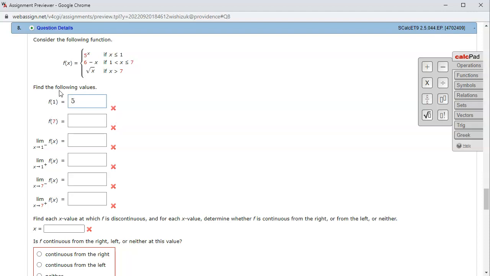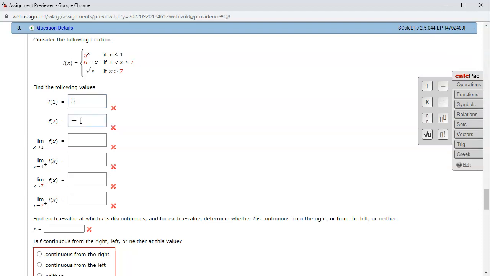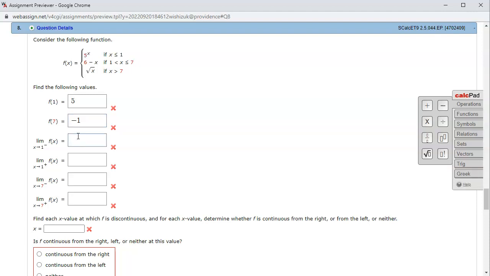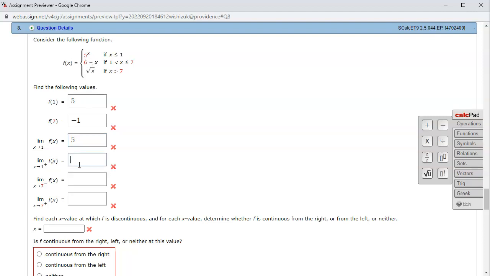F of 7: 7 is included in the middle formula, so you do 6 minus 7, which is negative 1. And then here, we want to approach 1 from the left. Since you're approaching from the left, we have to use this formula, and we plug in 1 here. So 5 to the first power is 5. If you're approaching from the right, we have to use the second formula. So you have 6 minus 1, which is 5 again.